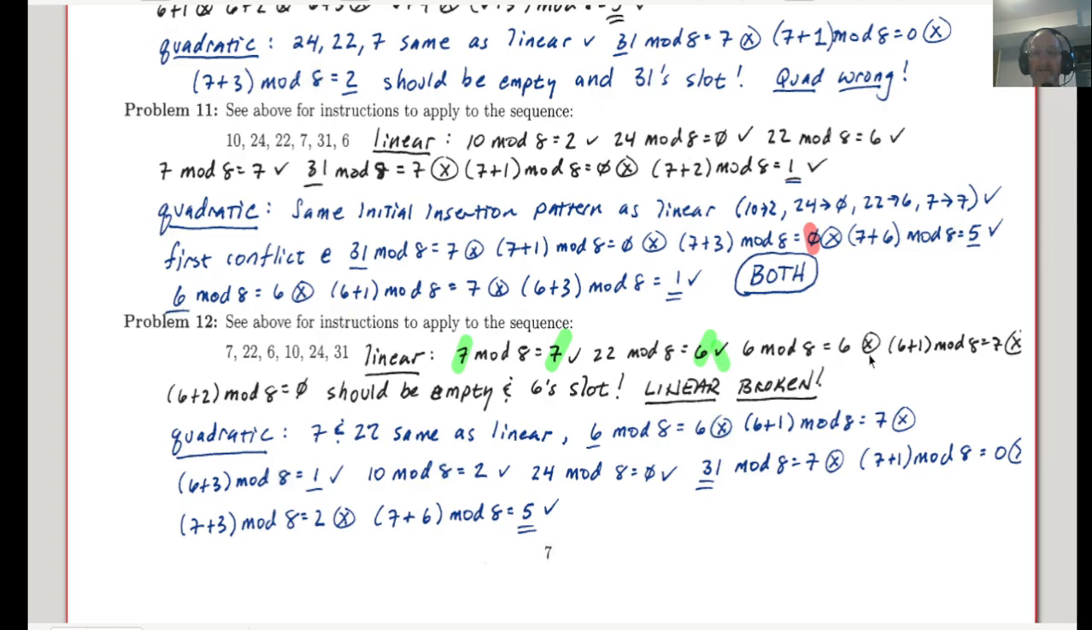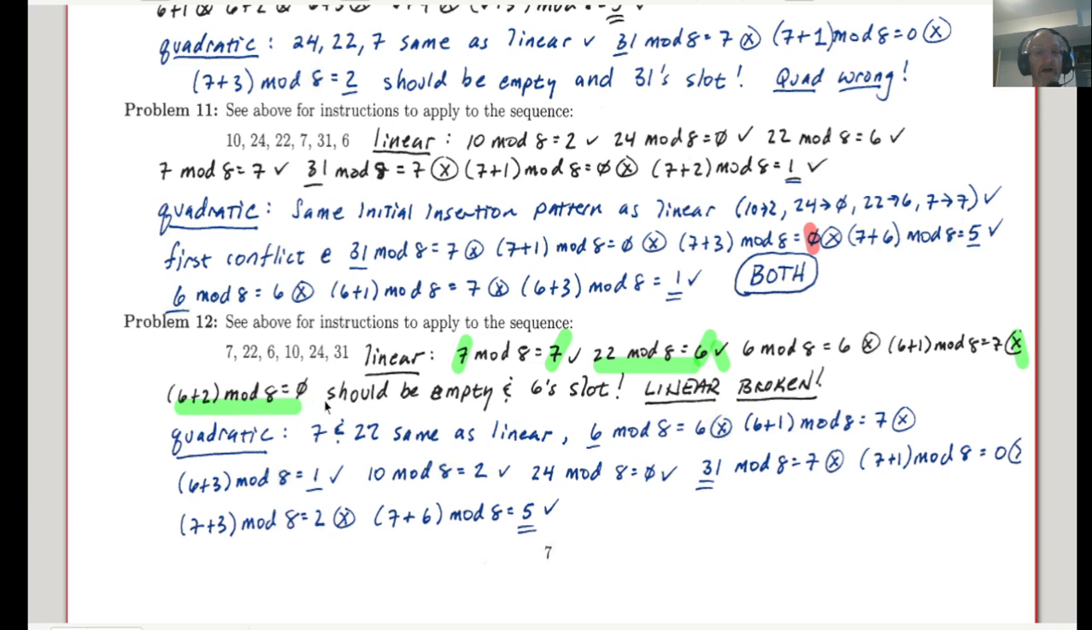6 mod 8 is 6. Yes, that's true, but there's a collision. Why? Yeah, because we just put 22 into 6. There's a collision, so linear probing, 6 plus 1 mod 8 is 7. There's a collision there. 6 plus 2, so probe the next location, 6 plus 2 mod 8 is 0.